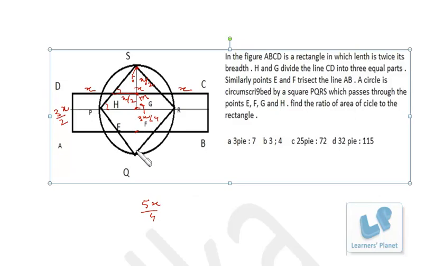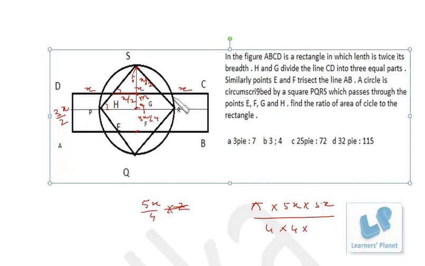That means the total length of the diagonal will be 2 times this, right? This is the diameter of the circle. So the radius of the circle will be this only, 5x by 4. Now we have to find out the area of circle and rectangle. So we have got the radius of the circle. So area will be pi into 5x by 4 into 5x by 4, that is pi r square.